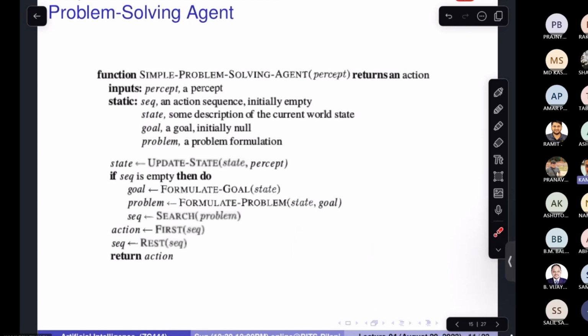So this problem solving agent is going to be a very simple one. It is going to see what my state is, based on the percepts, and then formulate the goal. What do I have to do right now? What is the goal? To reach Bucharest. And then it formulates the problem.